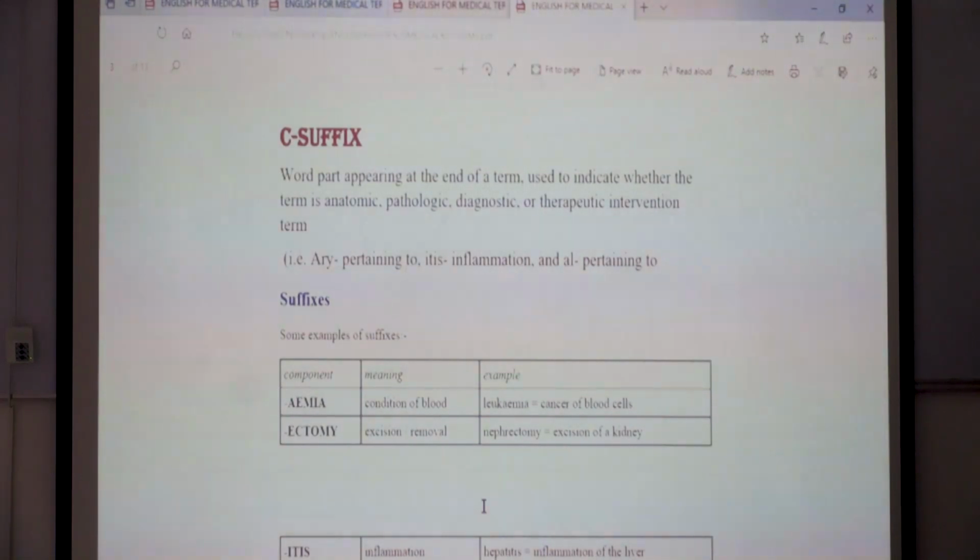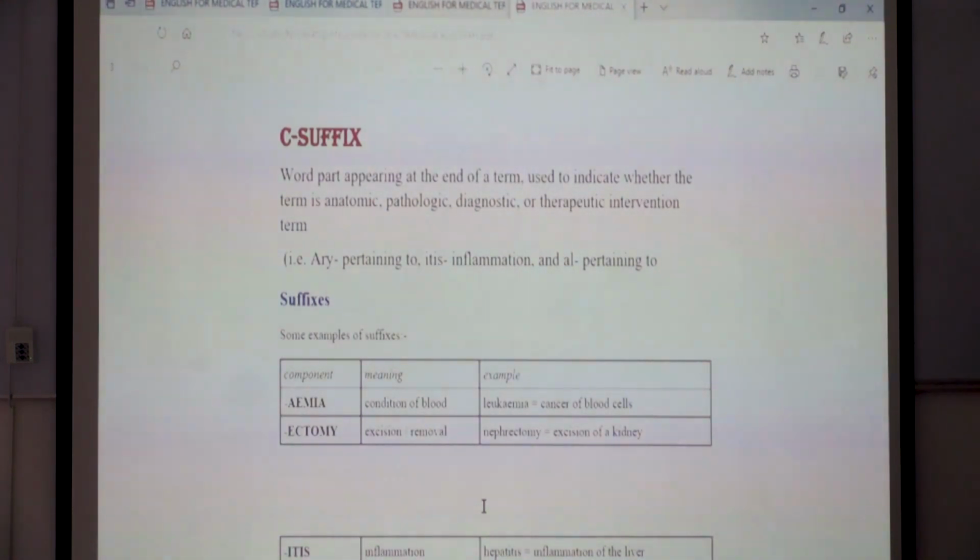Emia. And in that, the condition of the blood. Leukemia. سرطان الدم. Leukemia. Cancer of blood cell. Ectomy. Appendicectomy. مثلا استئصال الزائدة الدودية.